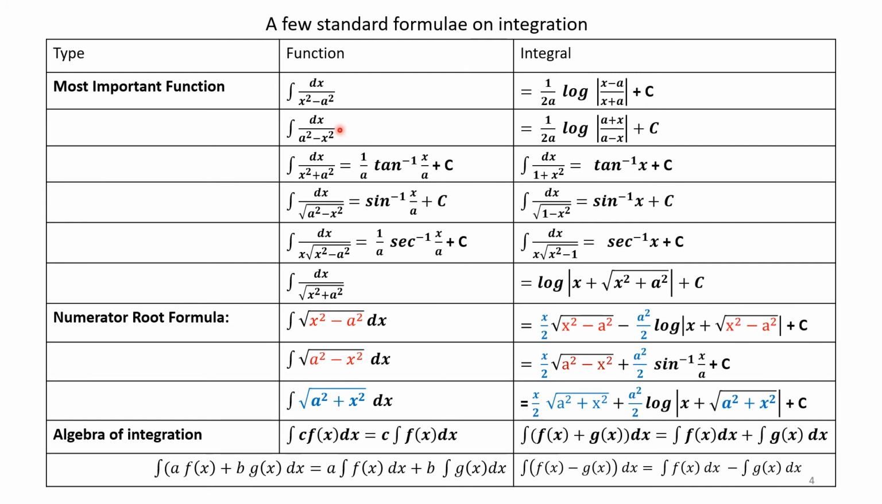The next is the integration of dx by a square minus x square. So we write here 1 by 2a into log of a plus x divided by a minus x plus c. Then the next function is integration of dx by x square plus a square. That is equal to 1 by a. Because a is added here, we have to write 1 by a for the tan inverse term: 1 by a, tan inverse of x by a plus c.